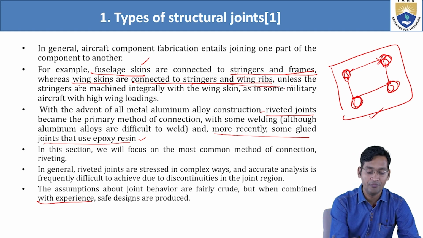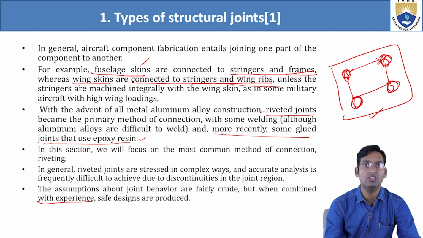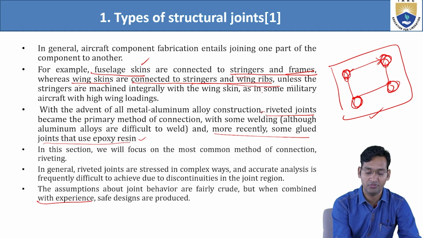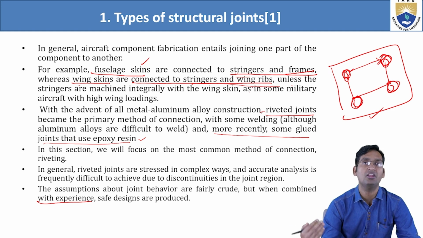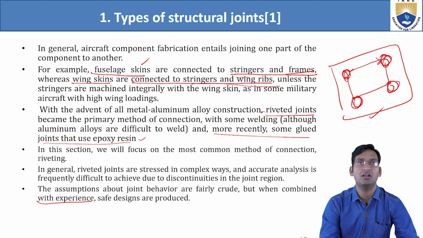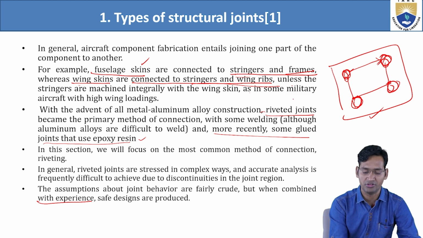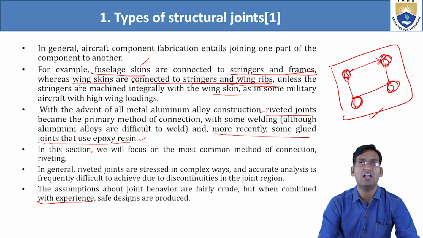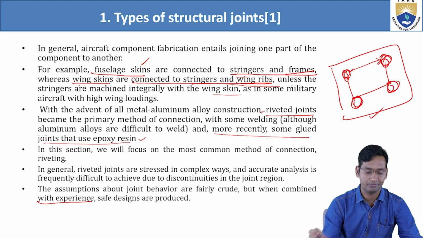If a stringer is machined integrally with the wing skin, and in some military aircraft with high wing loading, where in the wings themselves they are putting artillery and so on, then for that case the wing rib is not used. In that case, again the frame is required.